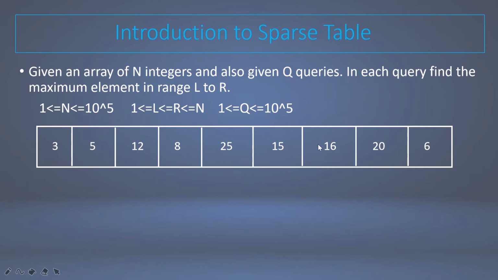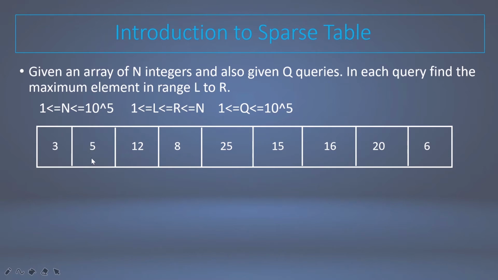Suppose this is the array we are given. We have to find the maximum element between any range L to R. So suppose L equals 2 and R equals 6. In the naive approach, you can traverse from L to R.